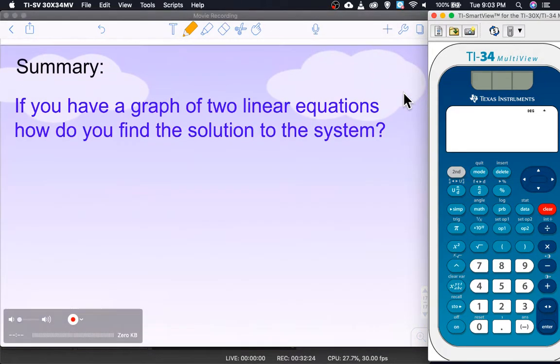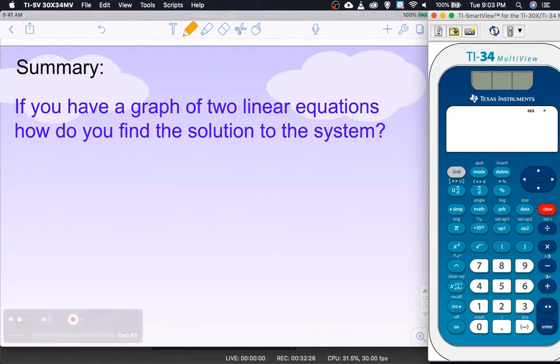Summary. If you have to graph 2 linear systems, how do you find the solution to the system of equations? When you solve by graphing, how do you find out what the answer is? Pause the video, think about it for a second if you need to.